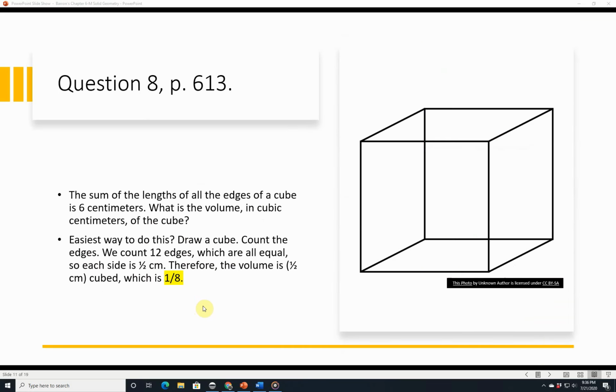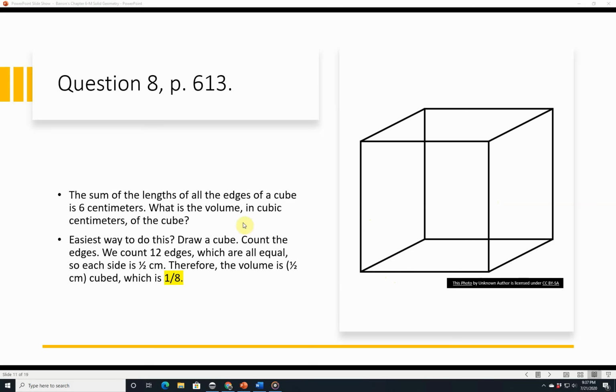And question 8, page 613. The sum of all the lengths of the edges of a cube is 6 centimeters. What is the volume in cubic centimeters of the cube? Well, the easiest way to do this is literally just draw a little sketch of a cube. So when you're done drawing it and you make it see-through like this, you go, okay, how many edges do I have? Well, I see there are 4 on top, and then there are 4 in the middle. These ones, these are the height. And then there's 4 more on the bottom, so that means there are 12.